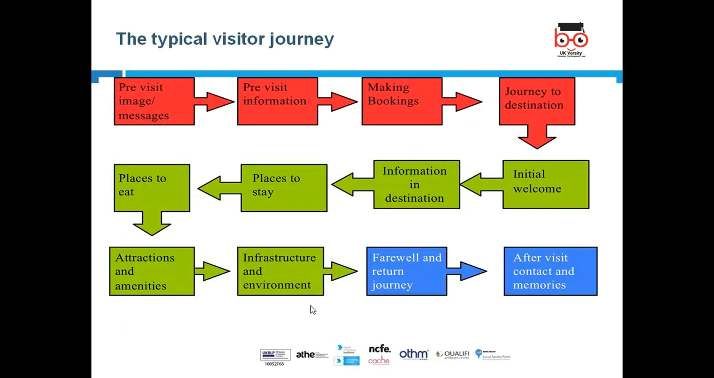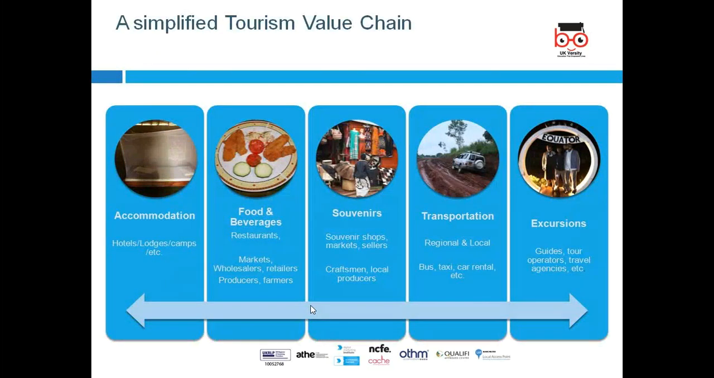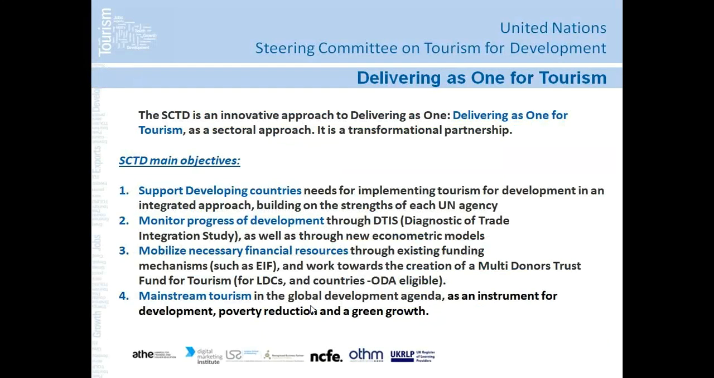Typical visitor journey we already discussed in one of the other units, pre-visit images. So we need to develop pre-visit information. How much are we providing? All that is also development. If you develop that structure and work on it, that will help. Then a simplified tourism value chain. We need to look at how we can add value: accommodation, food, beverage, and various others, linking with them so we can add the value.